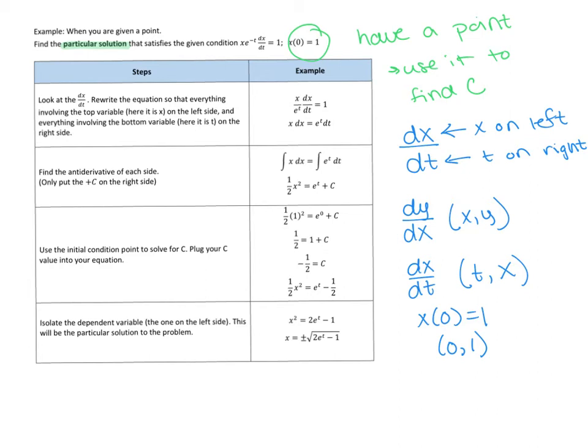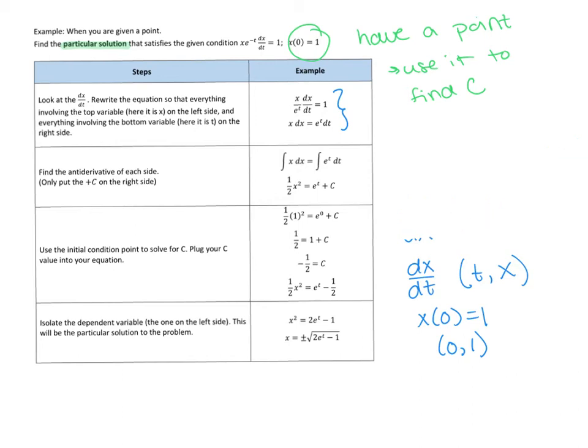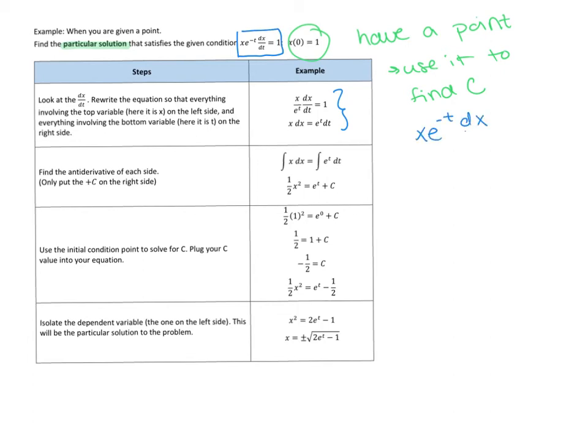But looking at the example, for this one, I do want to go over this isolation a little bit more slowly. So I'm going to give myself a little bit of space to work with. So if I look at the original problem that was given, all the way up here, we have x e to the negative t dx dt equals 1. So we need to get the x's on the left side and the t's on the right side.